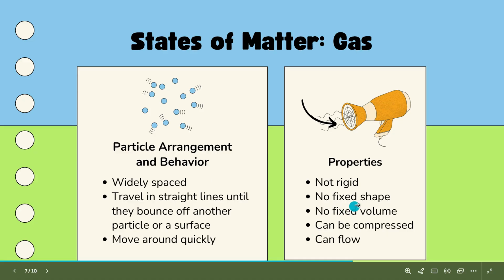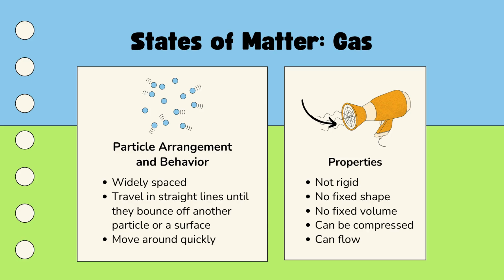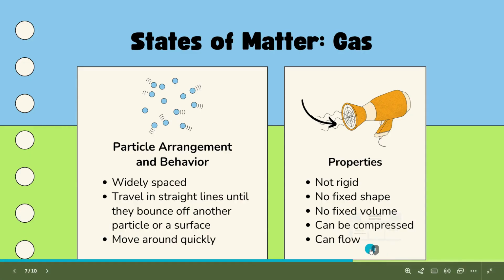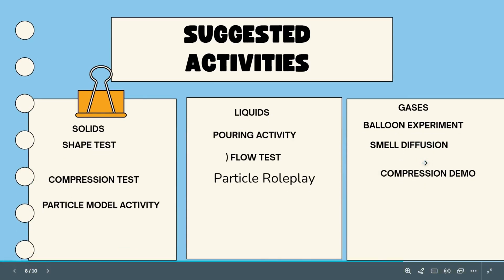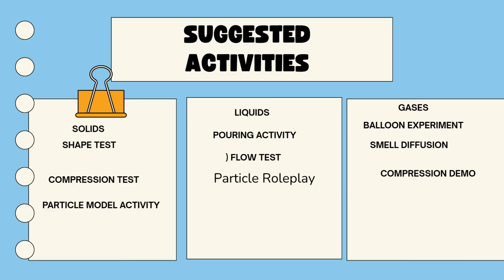Now, what are some of the properties of gases? Gases are not rigid, they have no fixed volume, they have no fixed shape, they can be compressed, and they flow easily. Lastly, we're going to look at some of the activities we can perform in order to show the properties and behaviors of these particles.